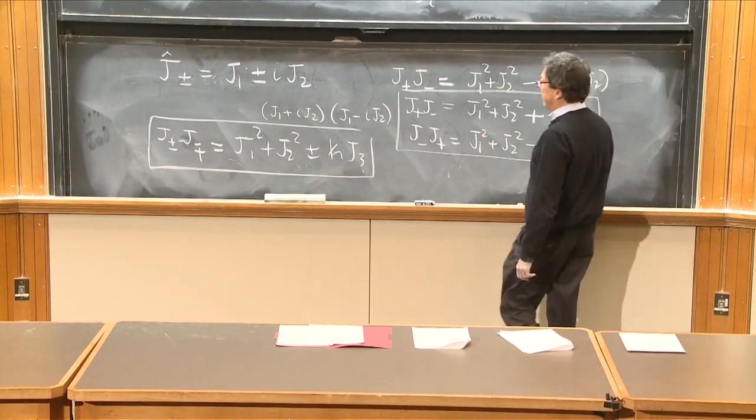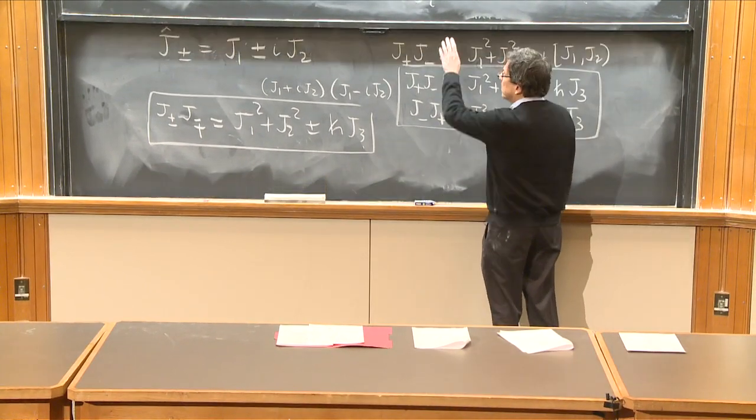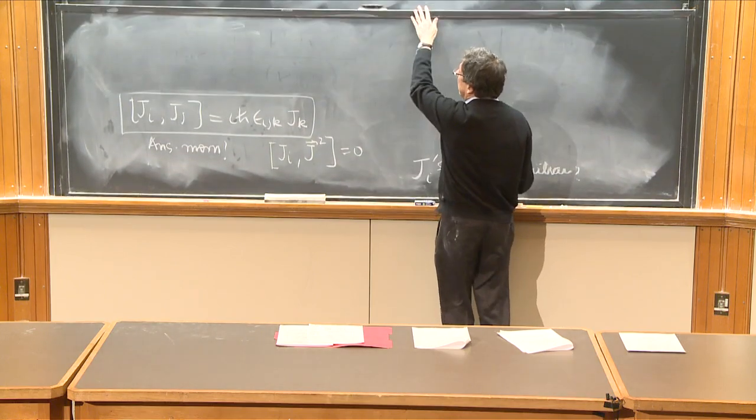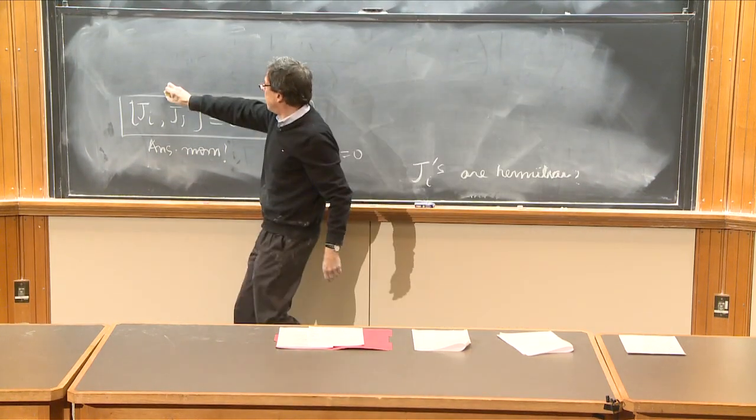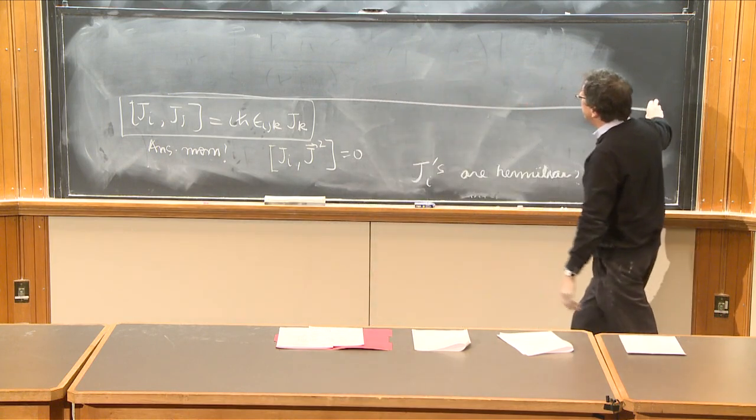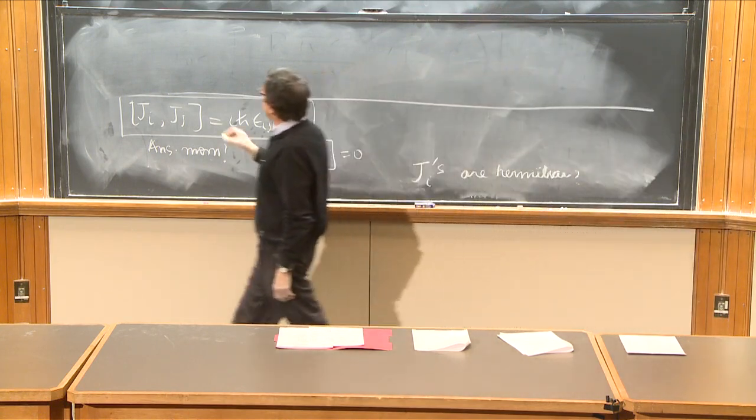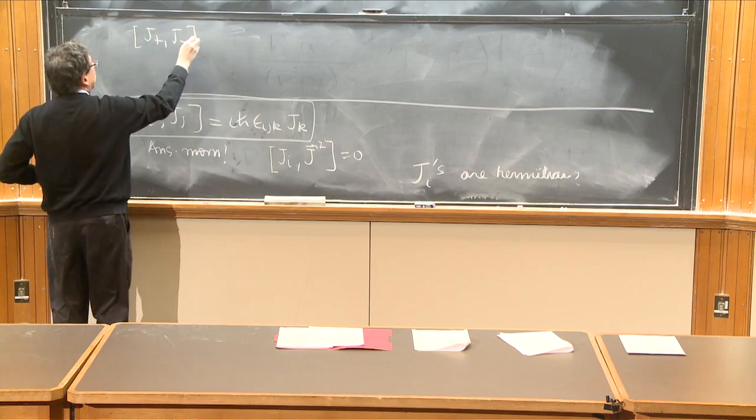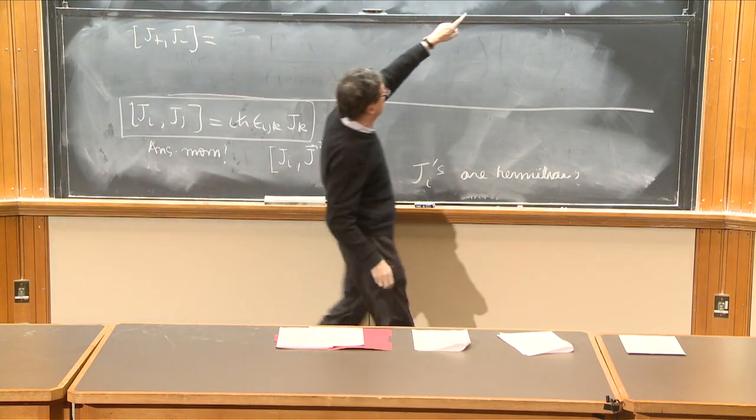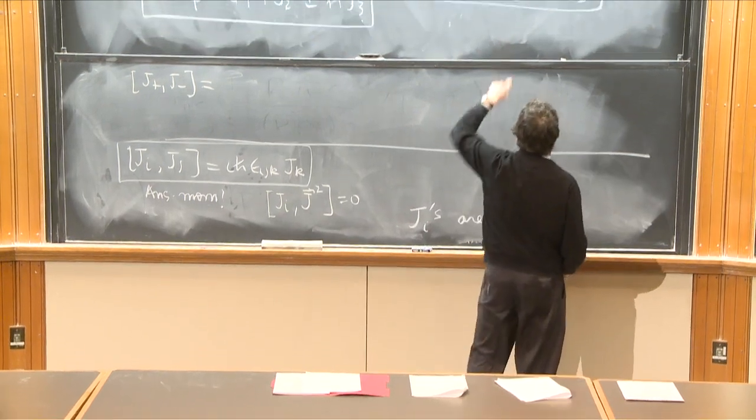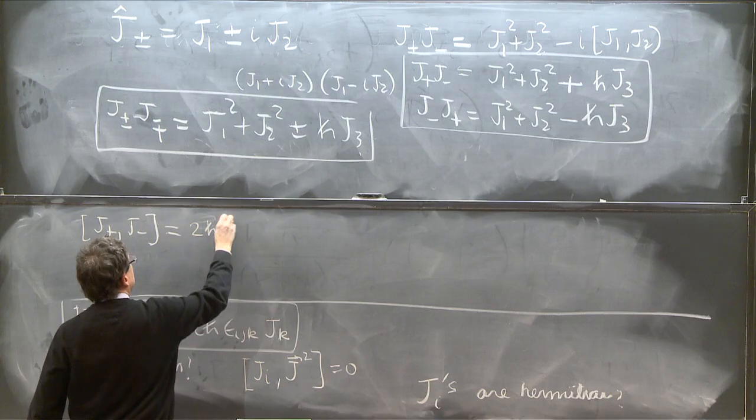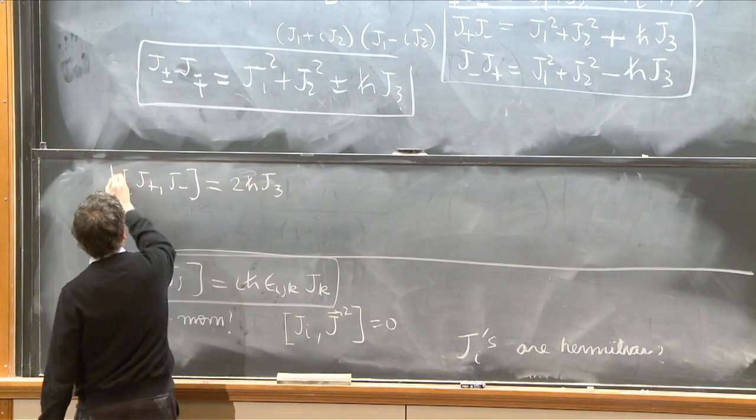Things to learn from this. Maybe I'll continue here for a little while to use the blackboards up to here only. The commutator of J plus and J minus can be obtained from this equation. You just subtract them, and that's 2 h bar J3.